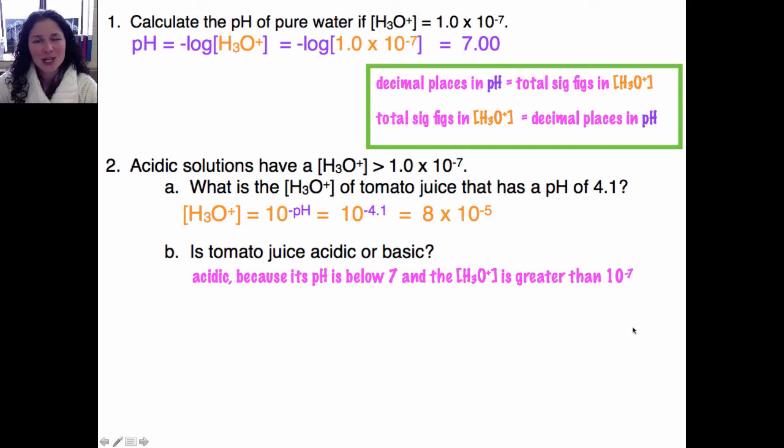Please check the key to make sure that your other problems are correct and that you're reporting your values in the correct number of significant figures.